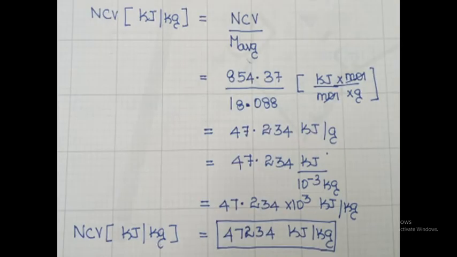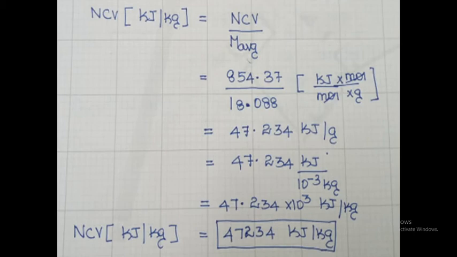Next one, we are going to calculate net calorific value in terms of weight basis, kilojoule per kg. Are you clear? Okay. So what you do here, you should take NCV in terms of mole basis divided by average molecular weight.